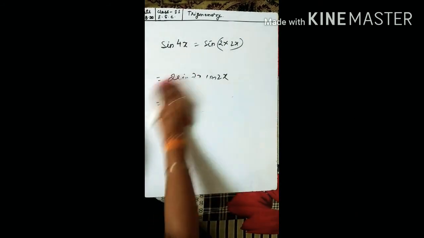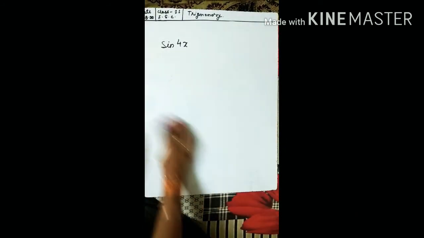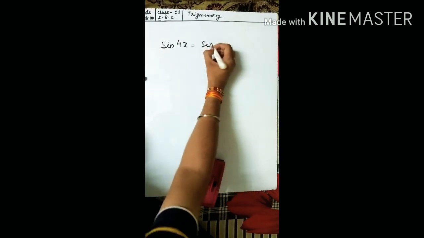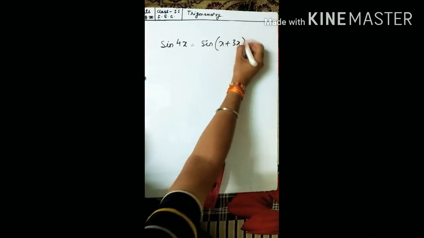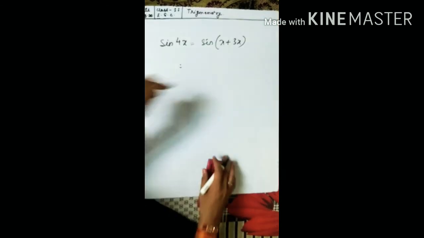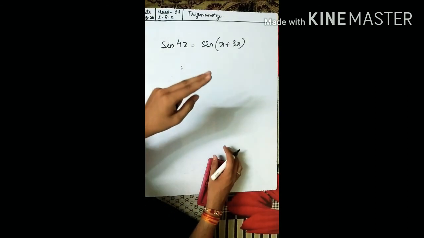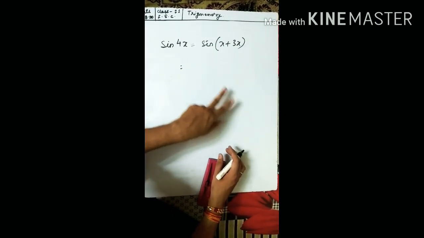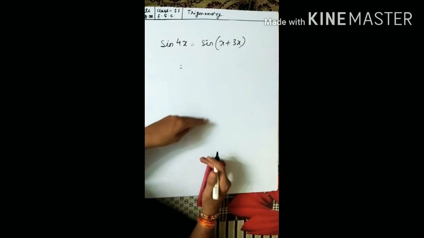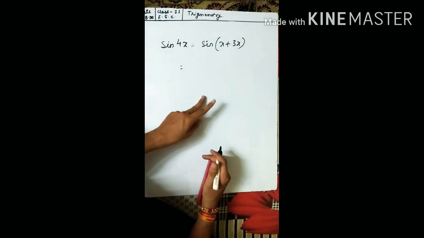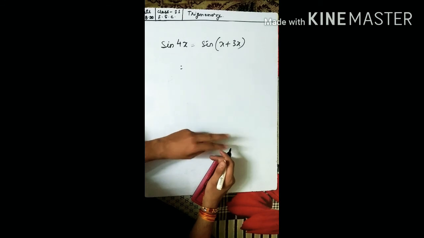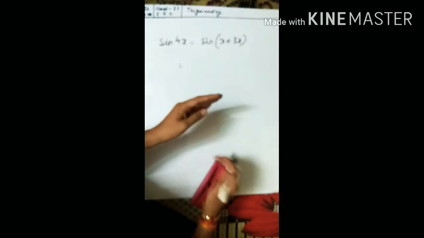So you do one thing, you can write this 4x as x plus 3x. Now you use the sine x plus y identity here, that is sine x cos y plus cos x sine y, and then you use the formulas for sine 3x and cos 3x, that means whatever we have. Okay, and then you try to solve it.